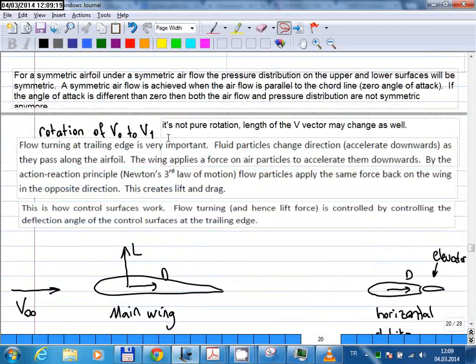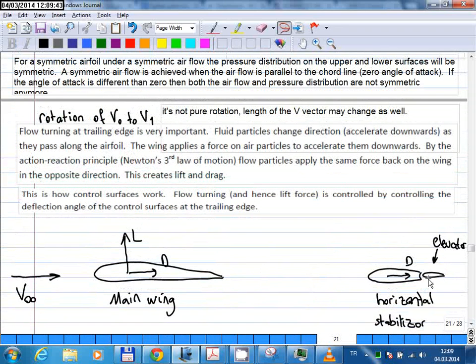Okay, now I come back to how control surfaces work, and they work based on the same principle. When you have a moving part at the trailing edge, that thing will deflect the airflow, and that's how you get force with a control surface. So you can read through this later on.